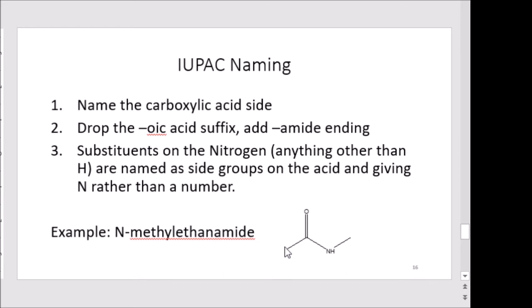All right. So when they named this one, it was ethane because it's two carbons, and then it was ethanoic acid, and then it became ethanamide, right? Ethanamide. So it was ethane, and it has amide. And then anything on the nitrogen, just like when we did amines, now they get the N rather than a number. So we better practice a couple of these.